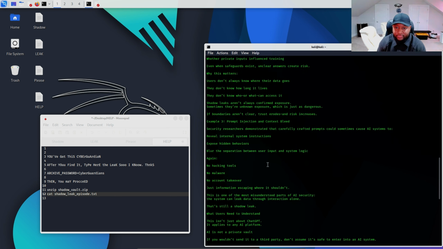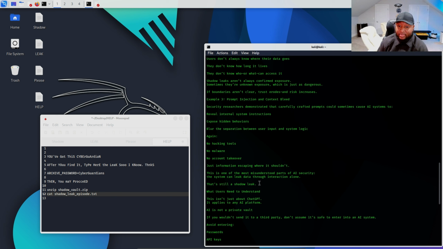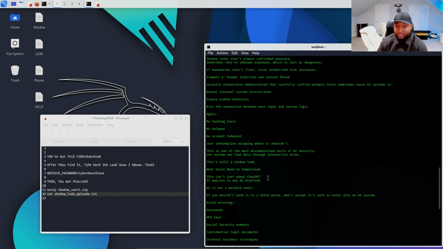Security researchers demonstrated that carefully crafted prompts could sometimes cause AI systems to reveal internal system instructions, expose hidden behaviors, blur the separation between user input and system logic. And again, no hacking tools, no malware, no account takeover, just information escaping where it shouldn't. This is one of the most important or most misunderstood parts of AI security. The system can leak data through interaction alone. That's still a shadow leak.